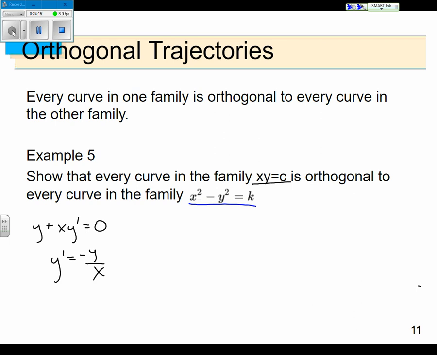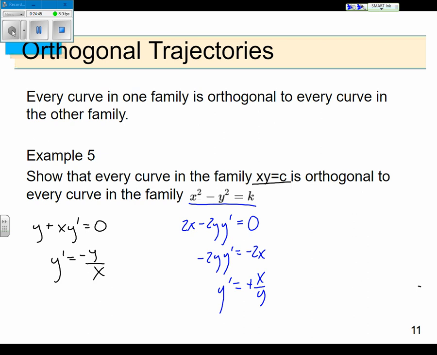Now let's do x squared minus y squared equals k. 2x minus 2y y prime. And then k is a constant, so I'm going to take that to 0, just like I did to c earlier. So I get negative 2y y prime equals negative 2x. Looks like we've done a similar math to this. Oh, wait a minute, I get two negatives. That'll be a positive x over y.